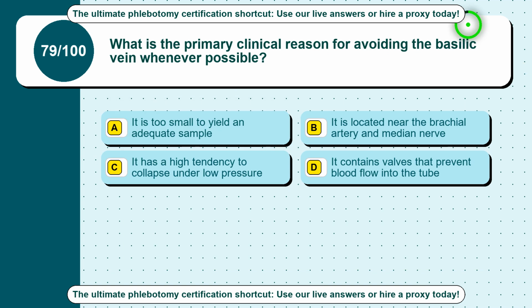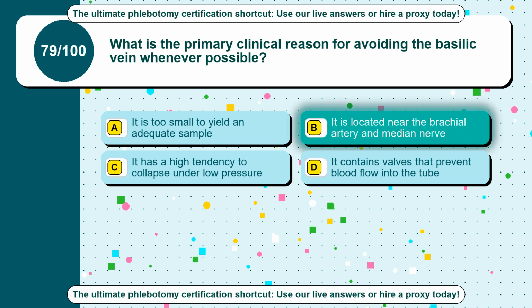Question 79. What is the primary clinical reason for avoiding the basilic vein whenever possible? Option A, it is too small to yield an adequate sample. Option B, it is located near the brachial artery and median nerve. Option C, it has a high tendency to collapse under low pressure. Option D, it contains valves that prevent blood flow into the tube. The correct answer is option B, it is located near the brachial artery and median nerve.